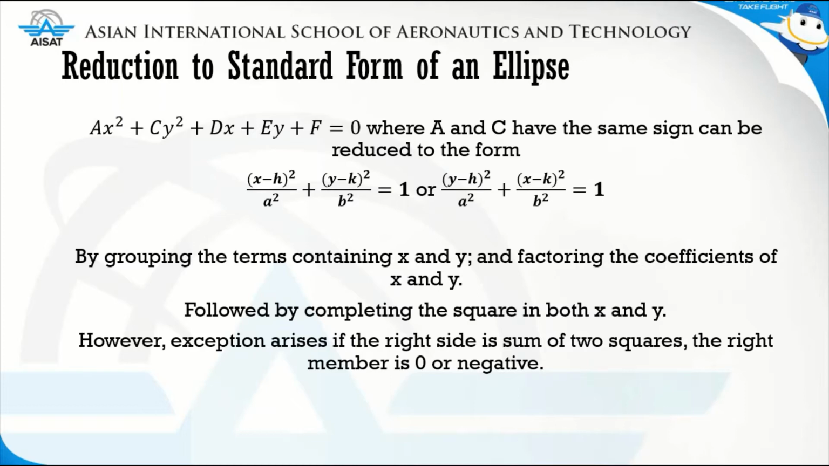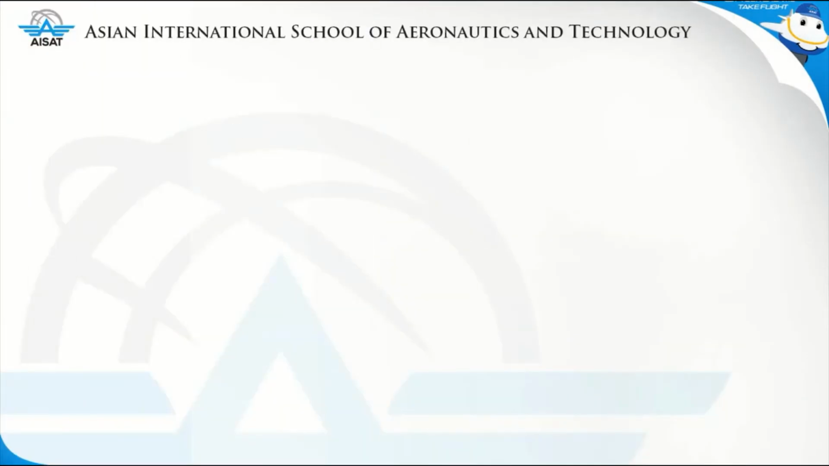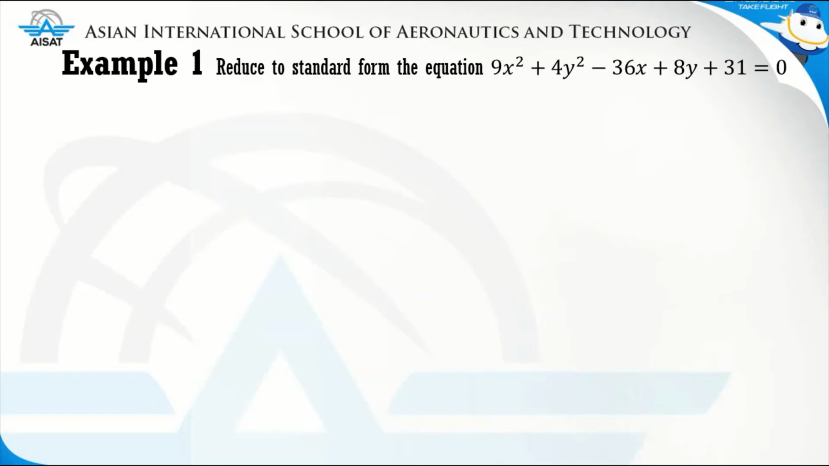Now, let's have example number 1. In this example, we are asked to reduce to standard form the equation 9x squared plus 4y squared minus 36x plus 8y plus 31 is equal to 0. Here, we will follow the steps that we have discussed in the previous slide. Now let's start.